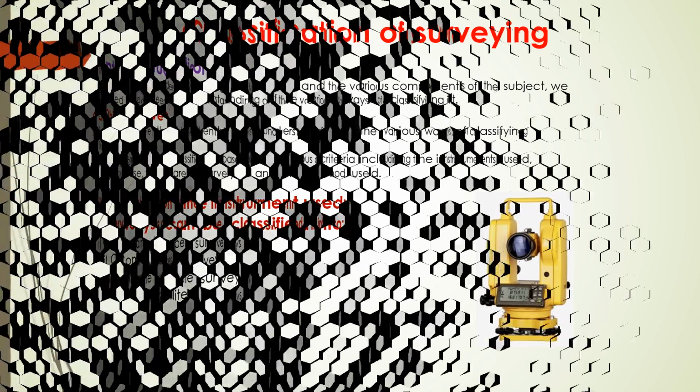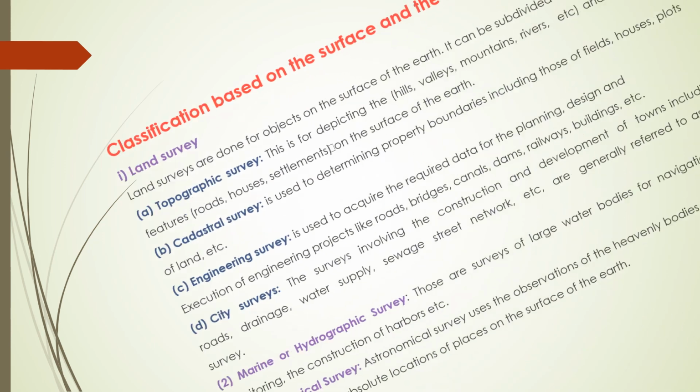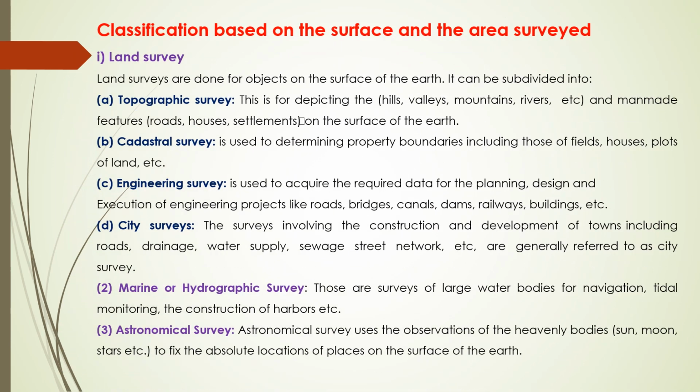Classification based on the area surveyed. Number 1 is land survey. Land surveys are done for objects on the surface of the earth. It can be subdivided into: the first one is topographic survey. This is for depicting the hills, valleys, mountains, rivers, etc. and man-made features like roads, houses on the surface of the earth.